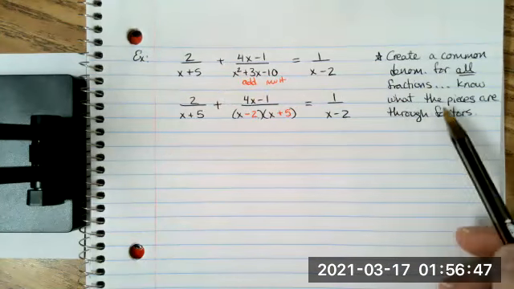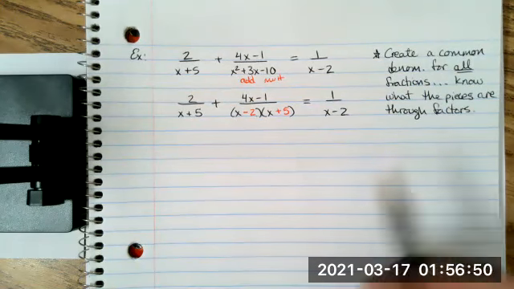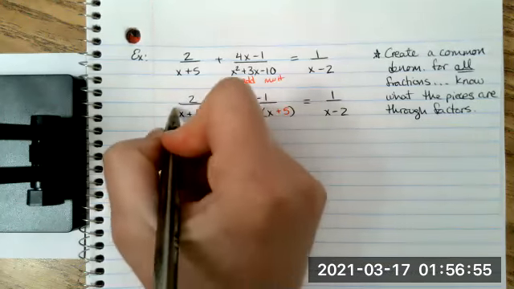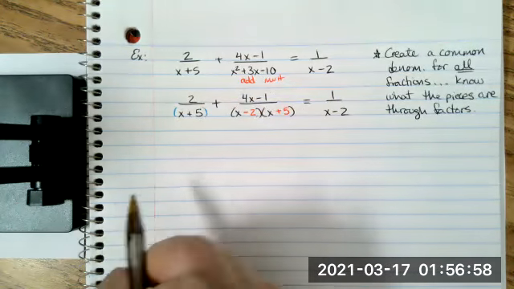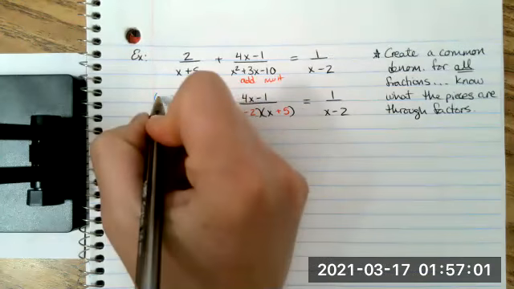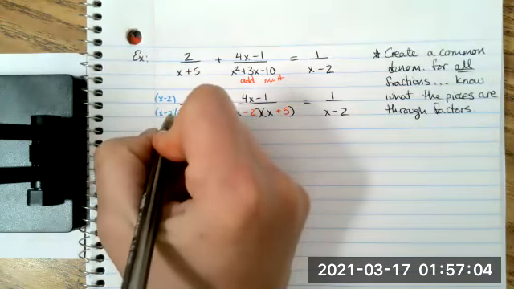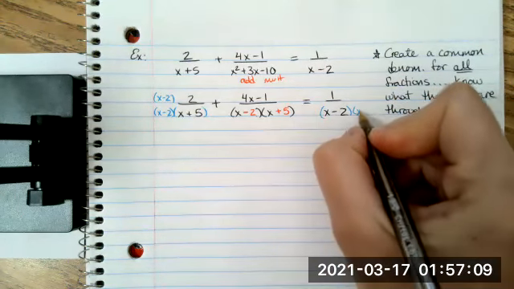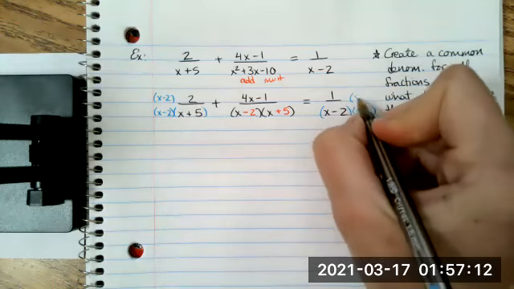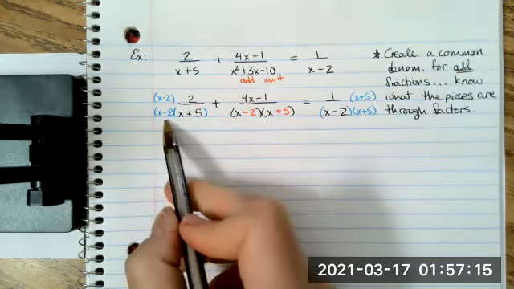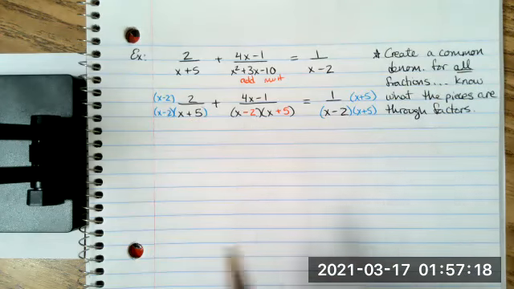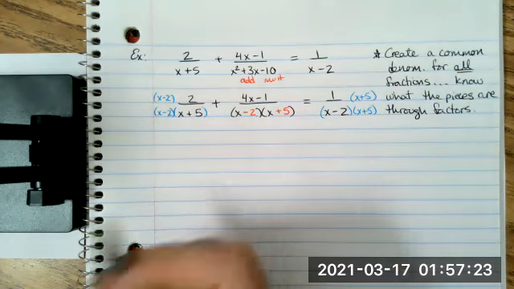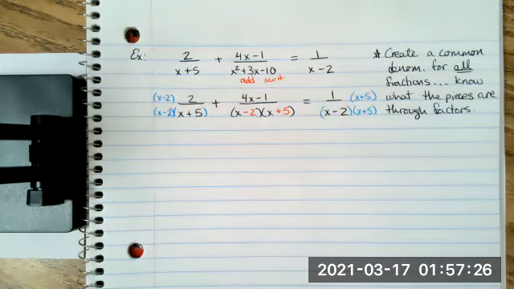Now that I've factored, I know what the pieces are, I'm going to go in and create the common denominator. In other words, I'm going to say, hey, what do you need? What does x plus 5 need? Well, it needs x minus 2 because it doesn't have it. All right, what do you need, x minus 2? Well, you need x plus 5 because it doesn't have it. So by putting in what each fraction needs, I now have the same denominators across the equation.